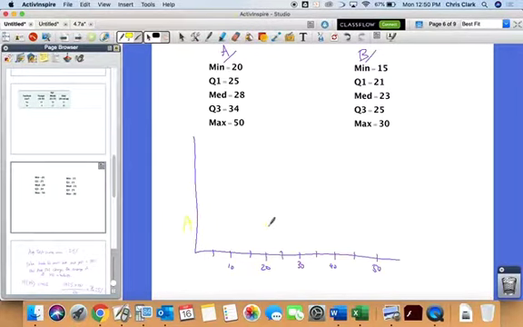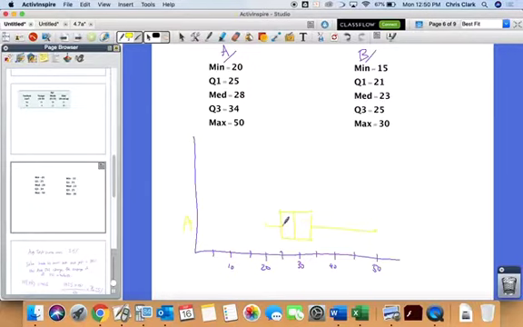My minimum value is 20. Q1 is 25. Median is 28. Q3 is 34. And this might be an outlier, but we'll get there when we see that.